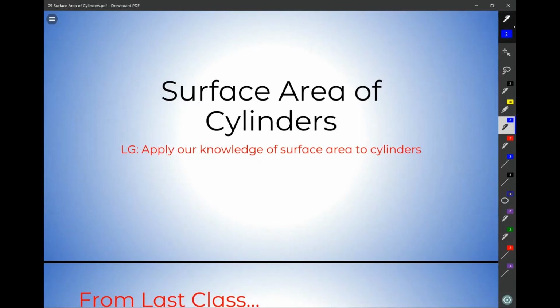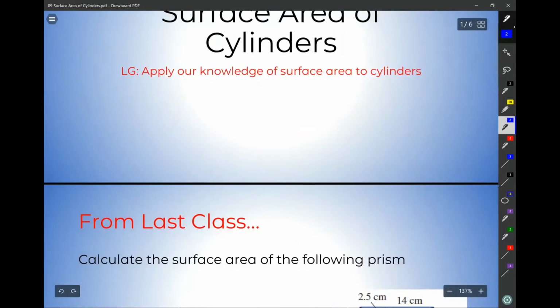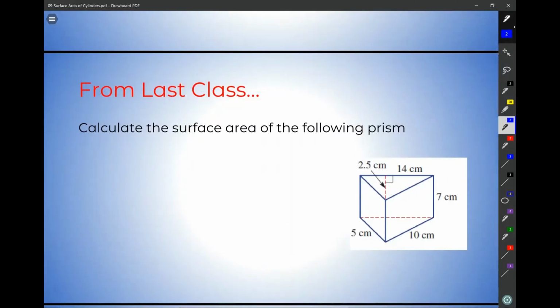Today's lesson is going to be applying what we learnt last lesson about surface area to cylinders. Last time we were only looking at rectangular and triangular prisms. So let's do a quick example from our last lesson. I'd love for everyone to pause the video here and have a go at this themselves. But when you come back, I will show you how I think the answer should go.